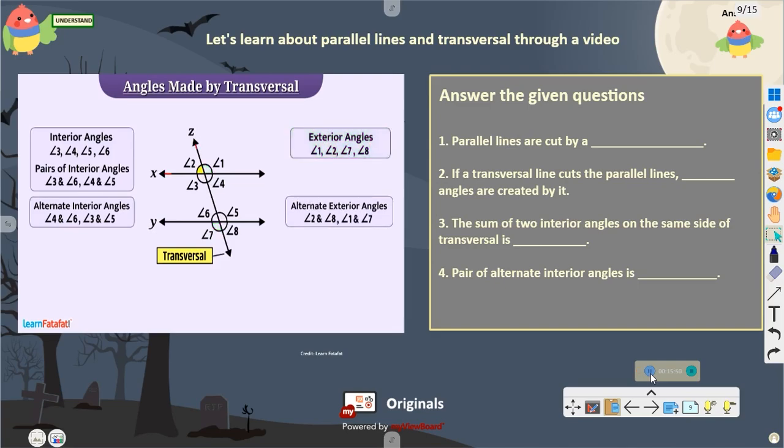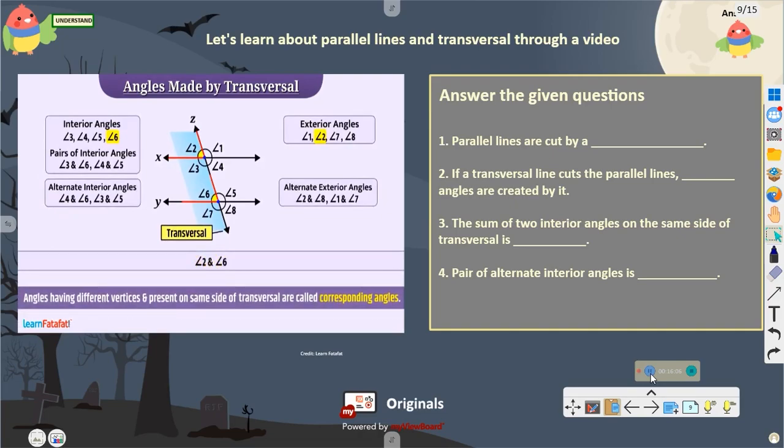In this, angle 2 and angle 6 have different vertices and both are present on the same side of transversal, while angle 2 is exterior angle and angle 6 is interior angle, that is, they are in corresponding positions. Such angles are called corresponding angles. Here, these are also the pair of corresponding angles.